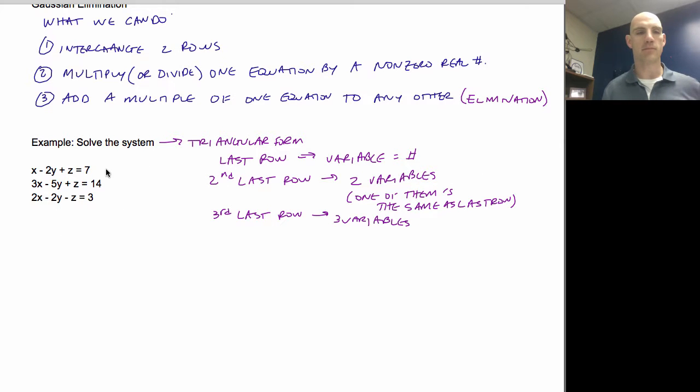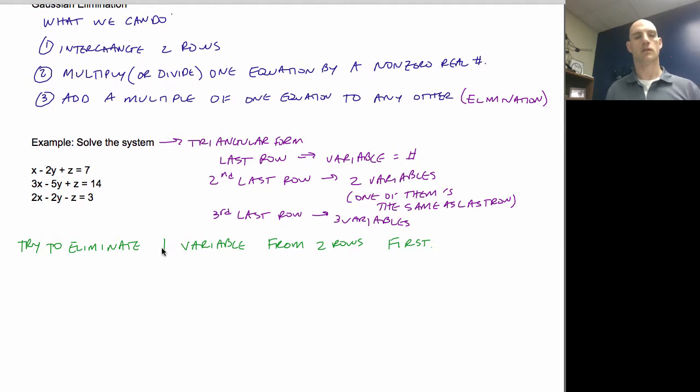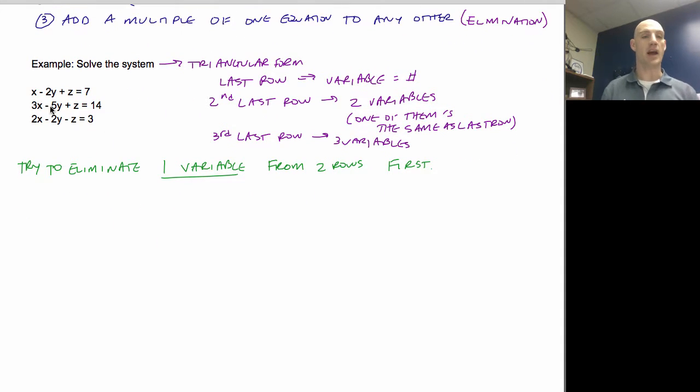Well, some things that we can do. We want to try to eliminate one variable from two rows first. And it's going to be the same variable. So what I'm going to try to do is eliminate my x in these two rows here. See, I've got an x here, and that's really useful because to eliminate x from the second row, I can multiply it by -3.